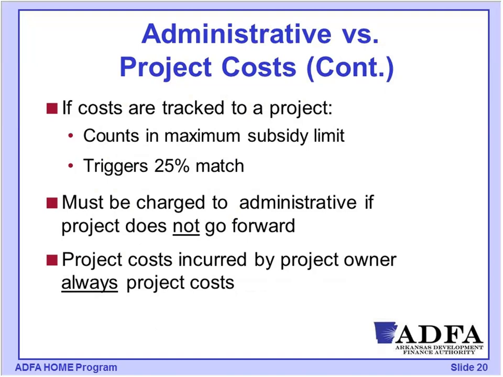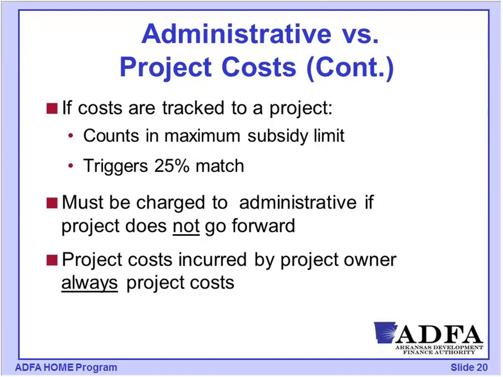So as we mentioned, they have to be tracked to the project. We'll talk a little bit later in our activities. We have a requirement that we have a maximum amount of HOME assistance that can go into any specific unit. So for instance, if my limit was, let's say, $100,000 in maximum subsidy limit, and I had $95,000 in hard construction funding for that project, I would have to make sure that as I'm charging off my inspections and other things, I'm not going to exceed that maximum subsidy limit.